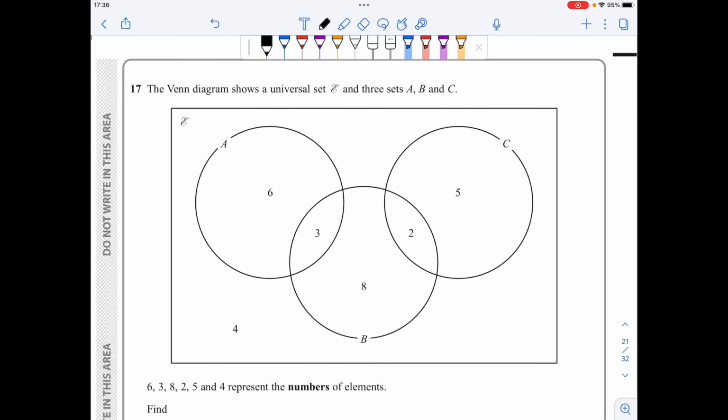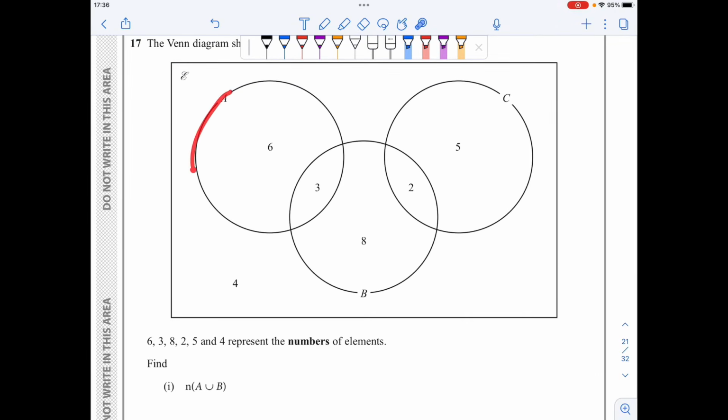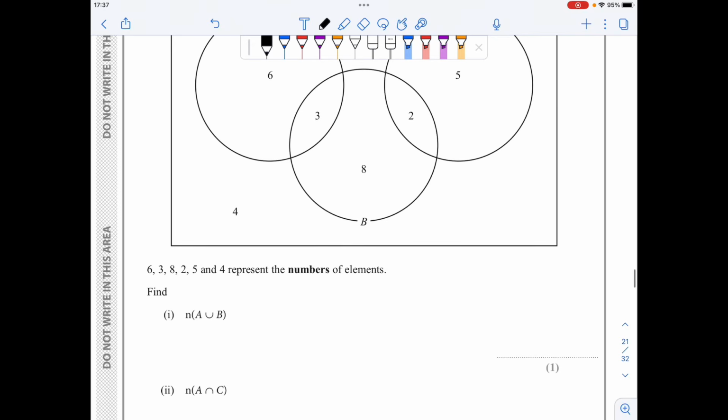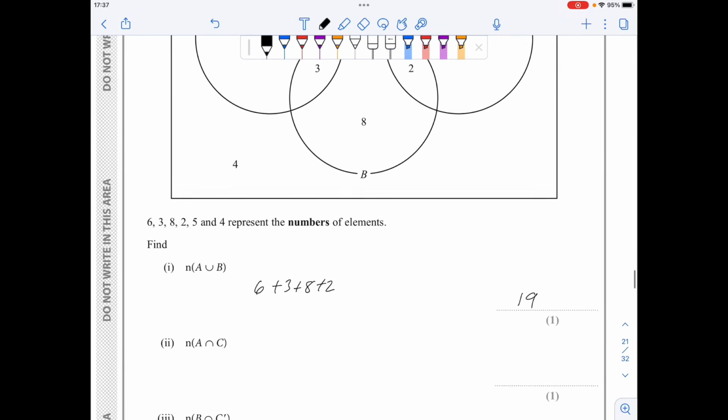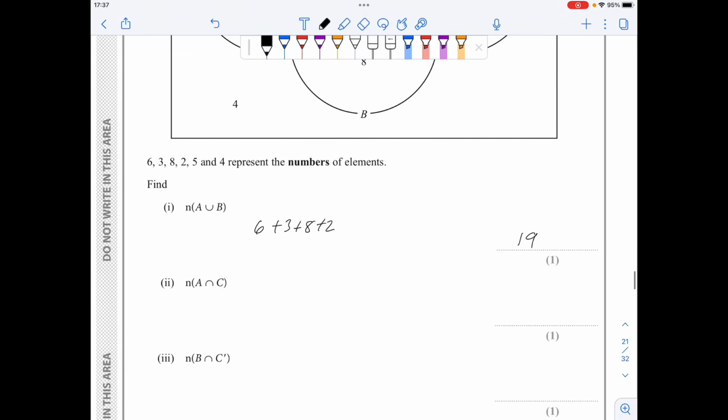In question 17, I have this Venn diagram with three sets, A, B, C, and I need to find the number of elements. This is what the N at the beginning stands for in the set A union B. So A union B is this region here, and I have in there 6 plus 3 plus 8 plus 2, that's 19 elements. In part II, A intersection C, well, A and C do not intersect, so the answer here is 0 elements.